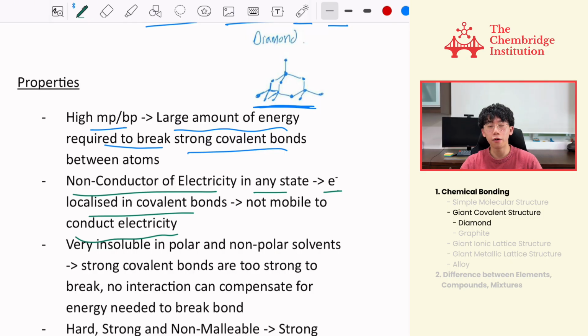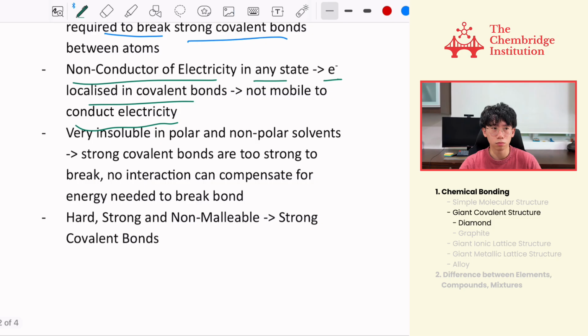It's also very insoluble in polar and non-polar solvents. Again, think about your normal diamond. If diamond was so easily soluble, it wouldn't be so precious, right? This is because of the strong covalent bonds. They are too strong, so to break them, no interaction can actually compensate for the energy required to break this bond.